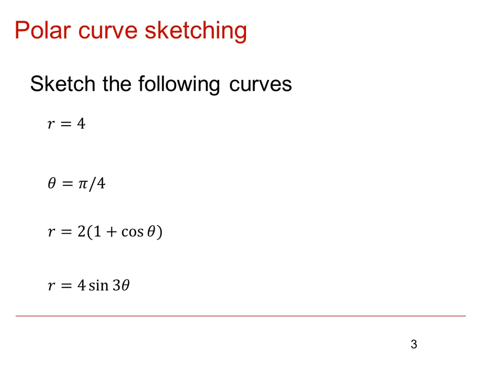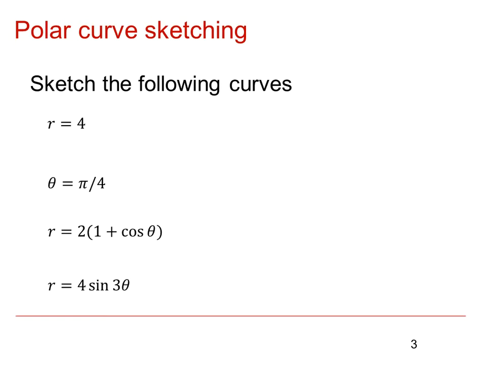Well, for the rest of this video I'm going to look at 4 examples of polar curves. These are listed here: r equal to 4, theta equal to pi by 4, r equal to 2 bracket 1 plus cos theta, and r equals 4 sine 3 theta. So you'll notice first of all the first two only involve one of the variables r and theta, whereas the second two involve r and theta in both equations. Let's take these then one at a time.